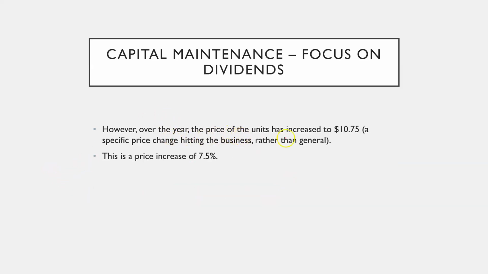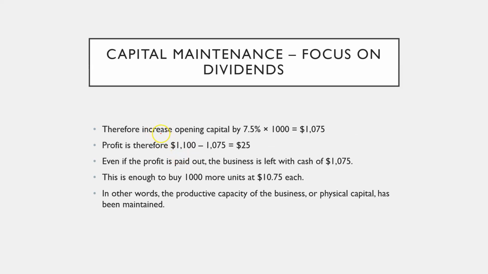However, over the year, the price of the units has increased to £10.75. So now that's the problem, right? Because if I was to go out again, what we have here is a price increase of 7.5%. So what are we saying here?